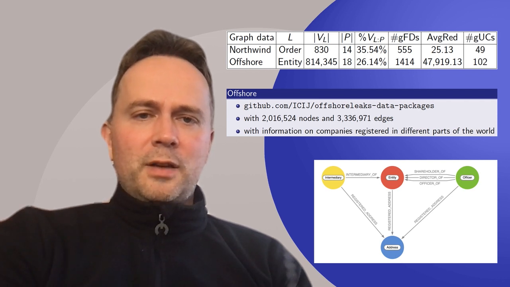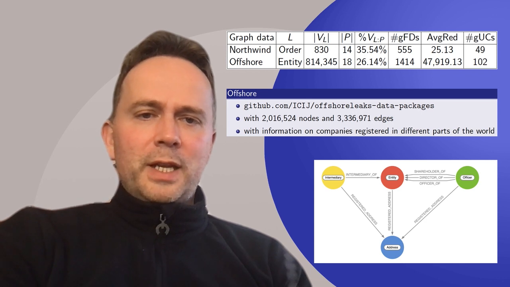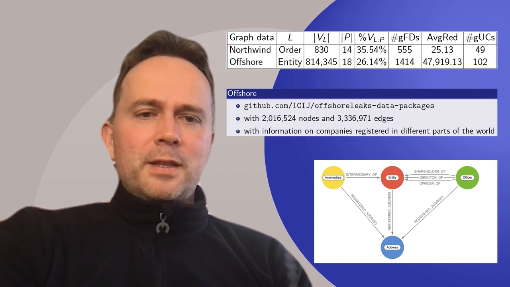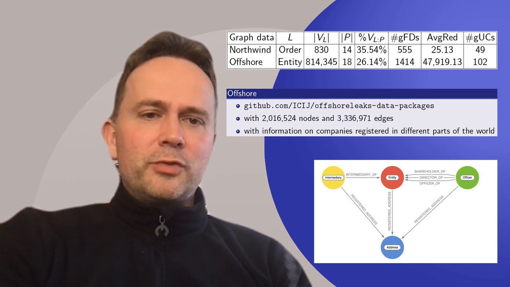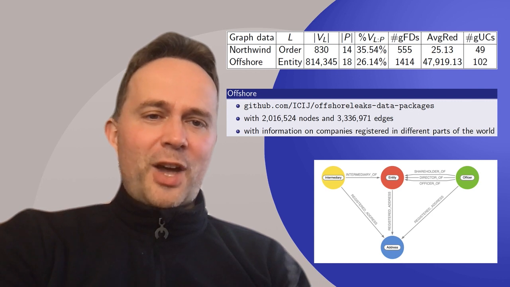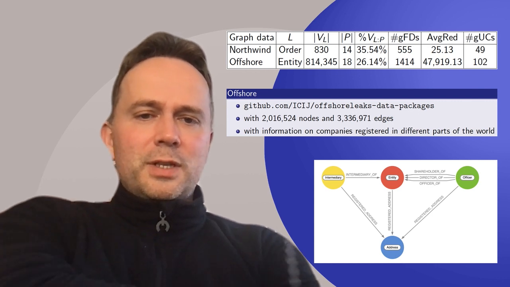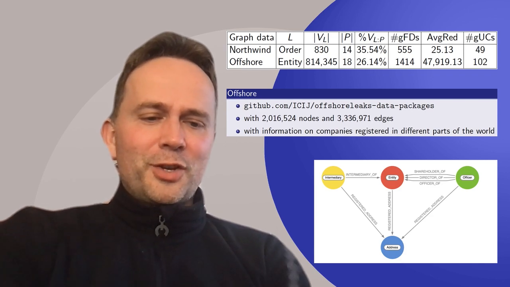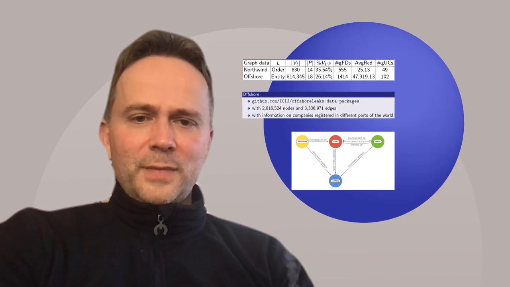We mined functional dependencies and uniqueness constraints with this label and these properties, and this led to these different numbers in here. The functional dependency caused an average redundancy of 48,000. So that's of course an incredible number, and it highly motivates the research that we have conducted.